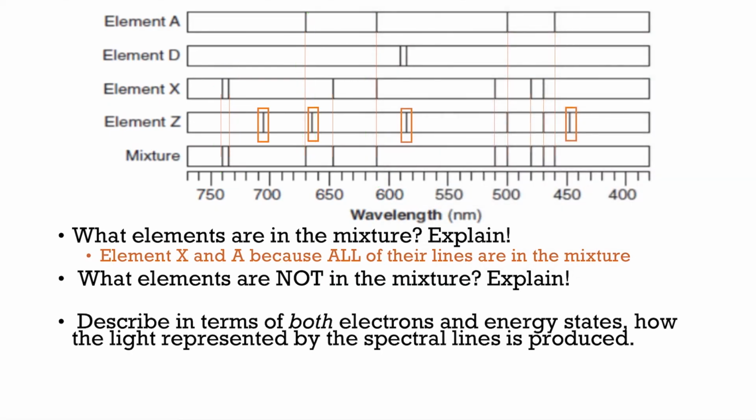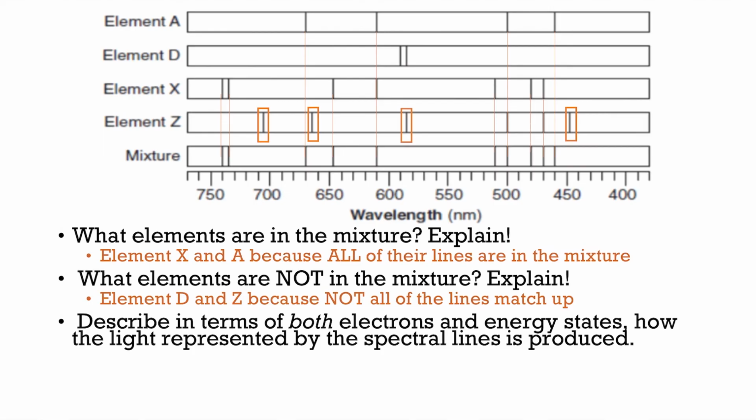What elements are not in the mixture? Now, why are those elements not in the mixture? So you should say D and Z are not in the mixture because not all the lines match up.